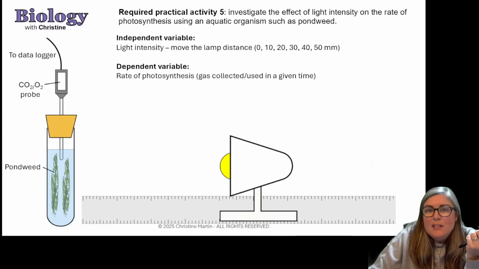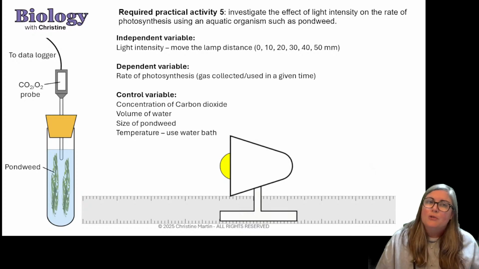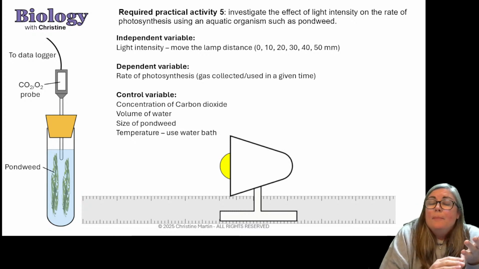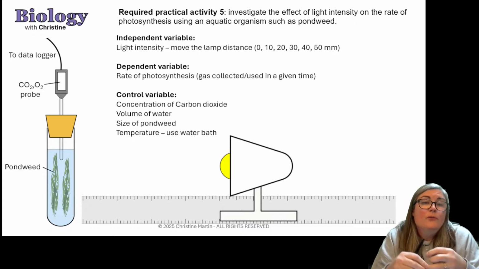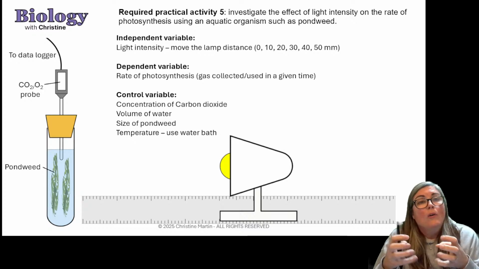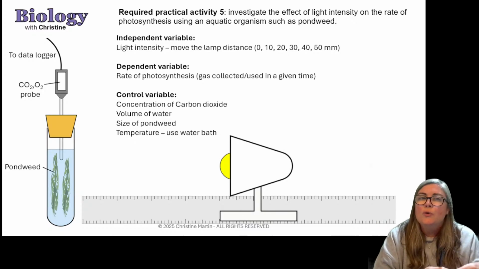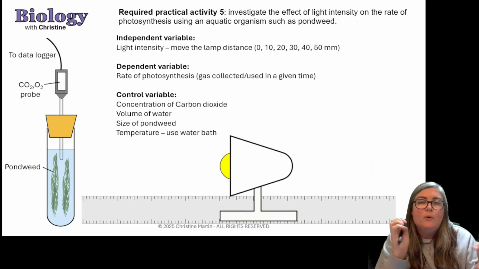With every investigation, you need to note what your control variables are. If I'm changing my light intensity, and I'm measuring my rate of photosynthesis through the oxygen gas that has been collected, then I need to control my concentration of carbon dioxide.